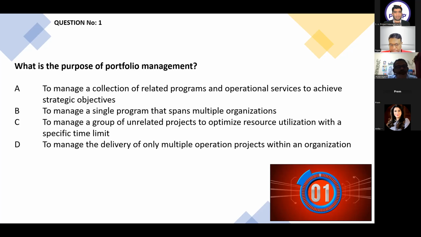Now D. To manage the delivery of multiple operations. I have a question. Yes, Gulzar sir. I want to know that the word related programs is making a little confusion here. The programs can be unrelated also in the portfolio, not necessarily related objectives. Though the best alternative is A, if the word related is removed, it will make the choice more comprehensive. But I am asking what portfolio management is. In the portfolio, I don't need a time bound and I don't need related projects. The question is asking about portfolio management, not program management.